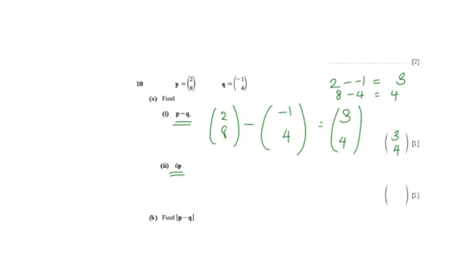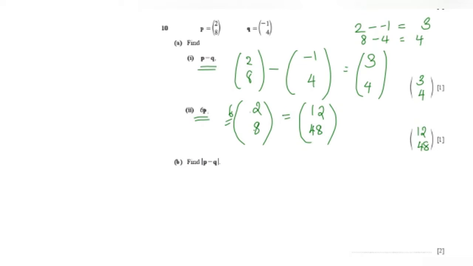Second part of the question is 6p. So, we are going to multiply the column vector p with a scalar quantity 6. So, here what we are supposed to do is, we will multiply the scalar with every quantity inside. So, 6 times 2 is 12 and 6 times 8 is 48. So, the answer is 12, 48.